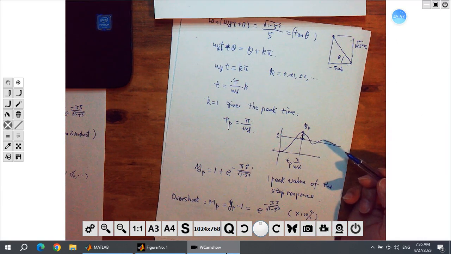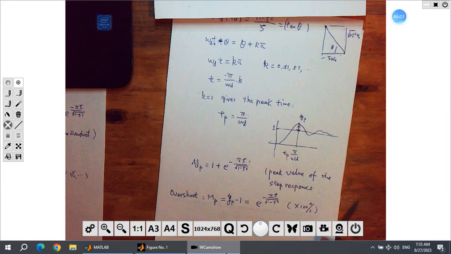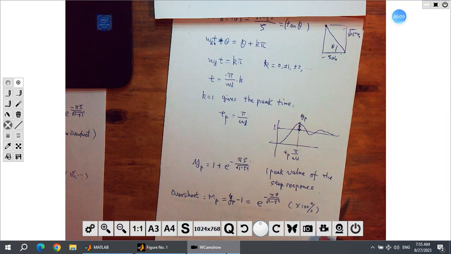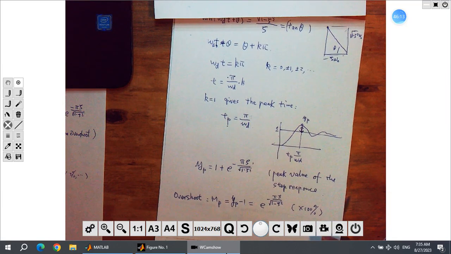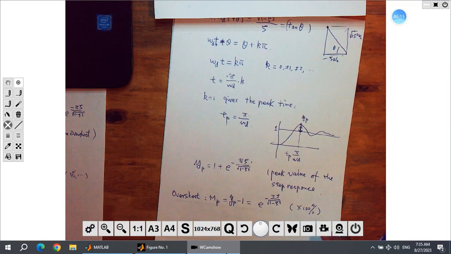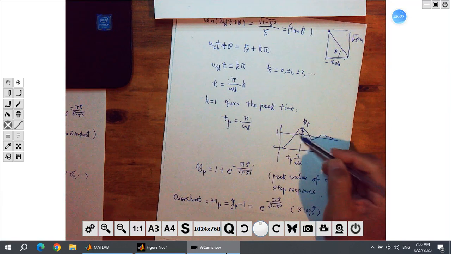Let me see. For step response, the special values, all the values we already have. I think they are the values we want. And for a second order prototype system, you can have all the details about the step response.